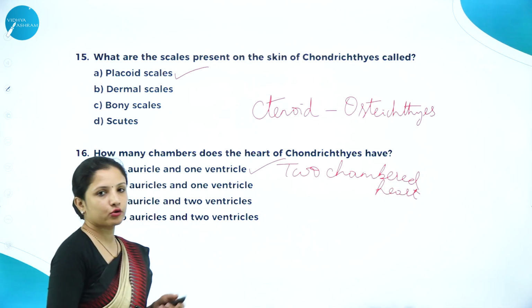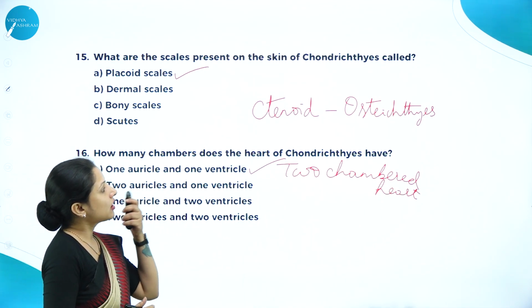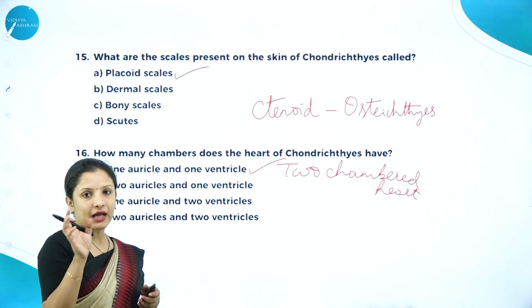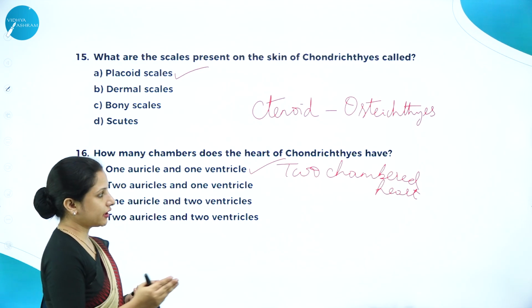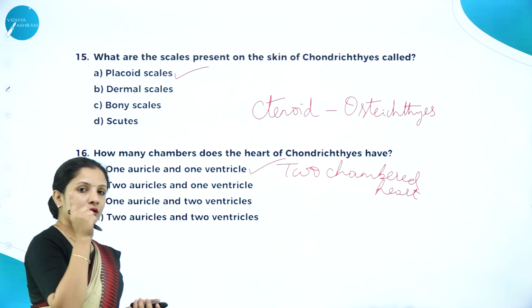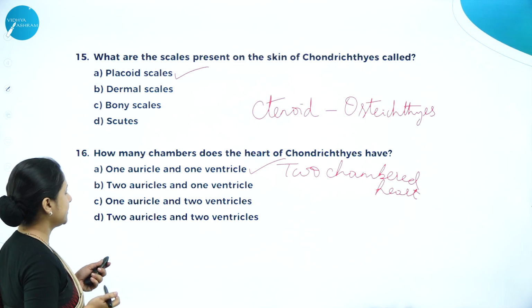So like this, the question can also be asked: the heart of chondrichthyes has dash chambers. Is it 1, 2, 3, 4? Therefore it is two-chambered, wherein one auricle and one ventricle is present.